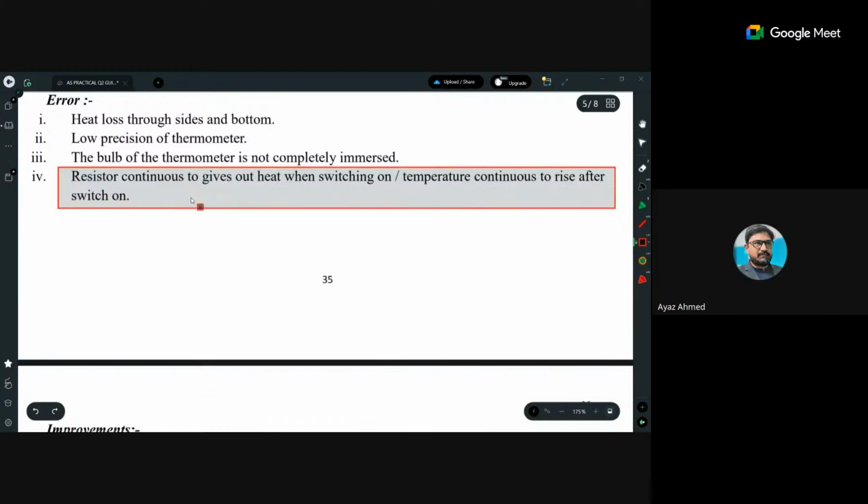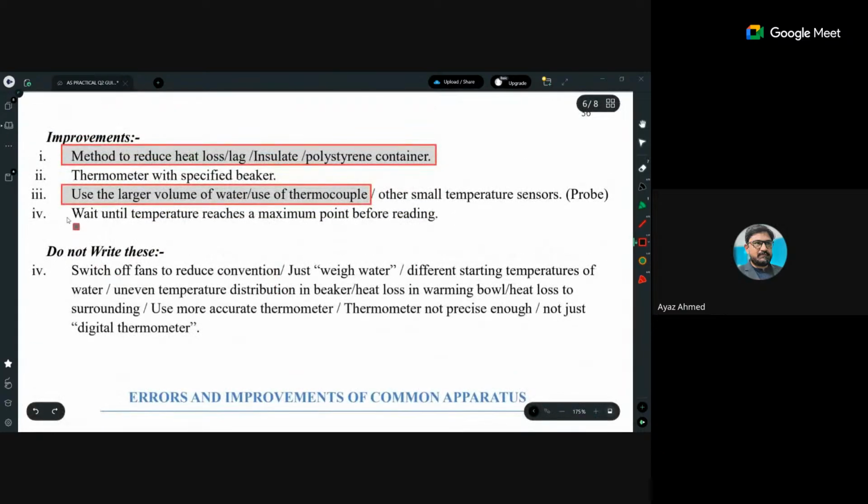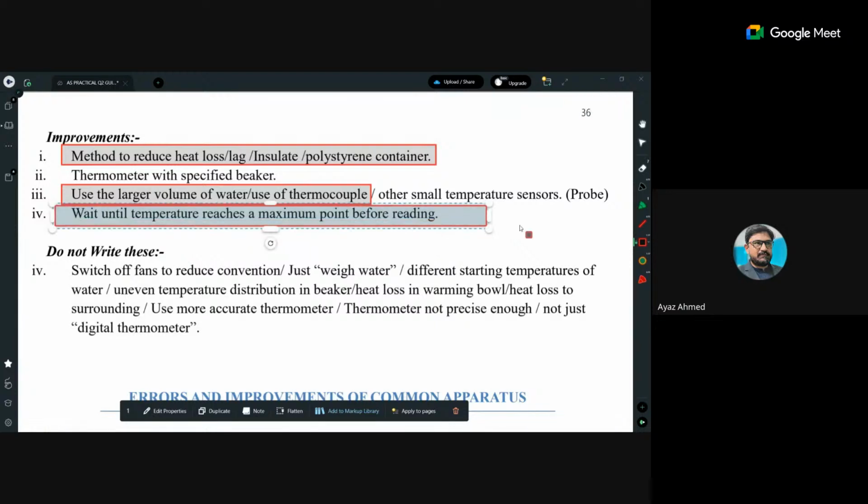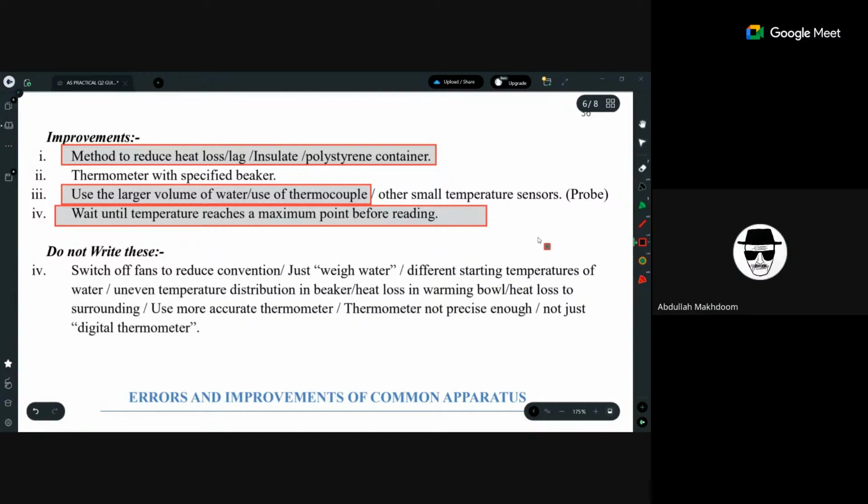And wait until, what was the remedy of that, the resistor continues to give out heat when switched on, and the temperature continuously rises after switching on. So what you have to do is wait until the temperature reaches a maximum point before reading. That is why we give these heating experiments 2 to 3 minutes to become stable.